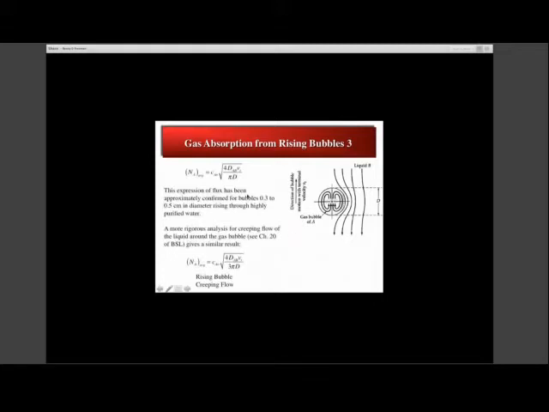Now, these are the fine print and the legal notices, if you will, at the bottom of that gas absorption in the rising bubble problem: it's been approximately confirmed for bubbles that are 0.3 to 0.5 centimeters in diameter, rising through highly purified water. And you'd find a more rigorous example, given in Chapter 20 of your textbook, which gives a result that is very, very close to just what you would estimate based upon the falling film result. And this is for a rising bubble in creeping flow.